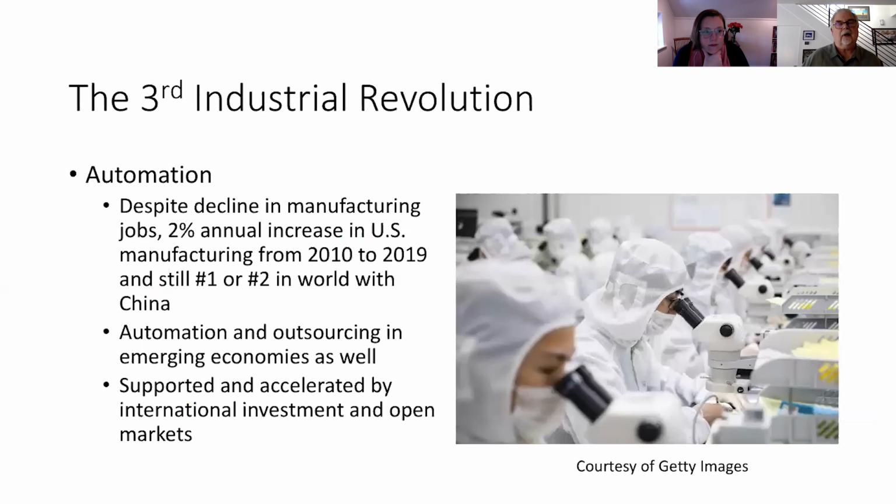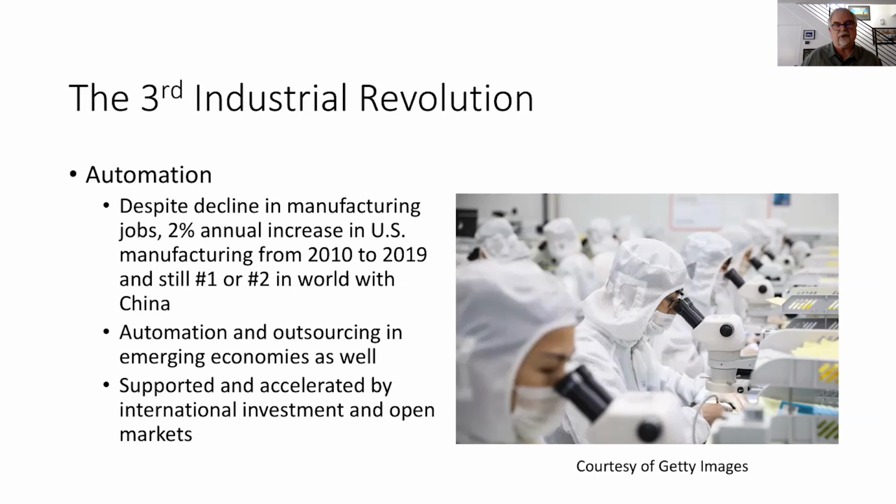And this leads us to another thing: a notion of a third industrial revolution. That this period of rapid globalization is also associated with automation. It's seen clearly in the United States, the fact that over the last 10 years, before COVID, the United States had been increasing its manufacturing exports and production by about 2% per year. We still produce almost as many manufactured goods as China, but there's been tremendous job losses in manufacturing, and that's very much associated with automation and outsourcing.